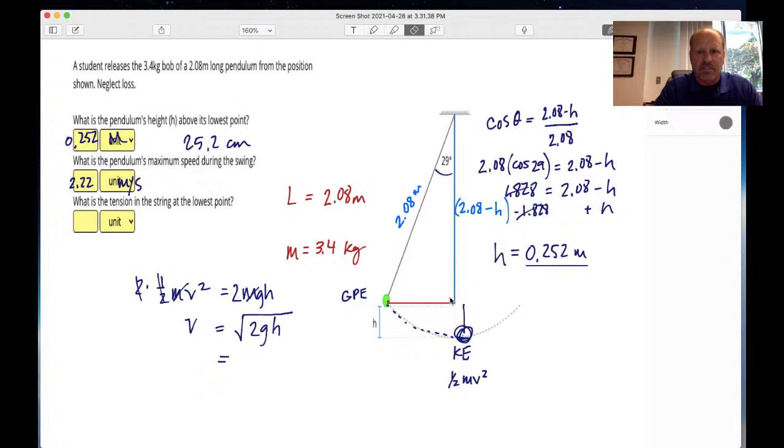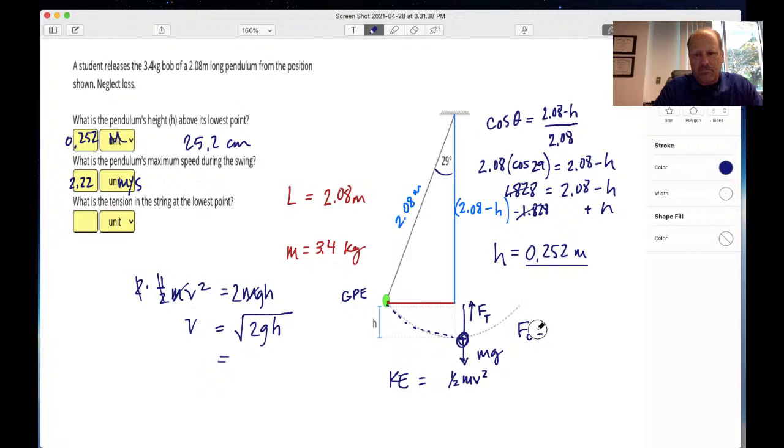centripetal force. Let me erase this kinetic energy notation. Right here you have a force pulling out, which is mg. You have a tension in the string pulling in. So then the centripetal force is equal to the tension of the string minus mg, because this is into the circle minus out of the circle. Into minus out of.